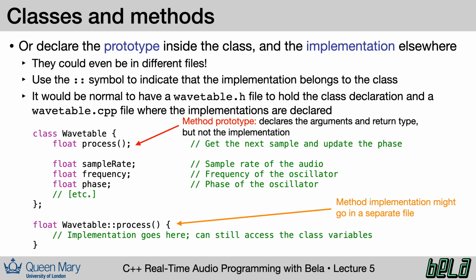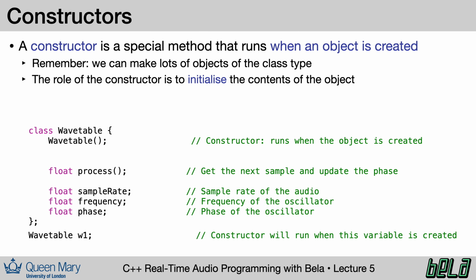A very common convention, which you'll see in the companion materials for these lectures, is to have the class definition in a header file ending in .h, and then to have the implementation inside of a .cpp file. Let's look at a few other features of C++ classes.